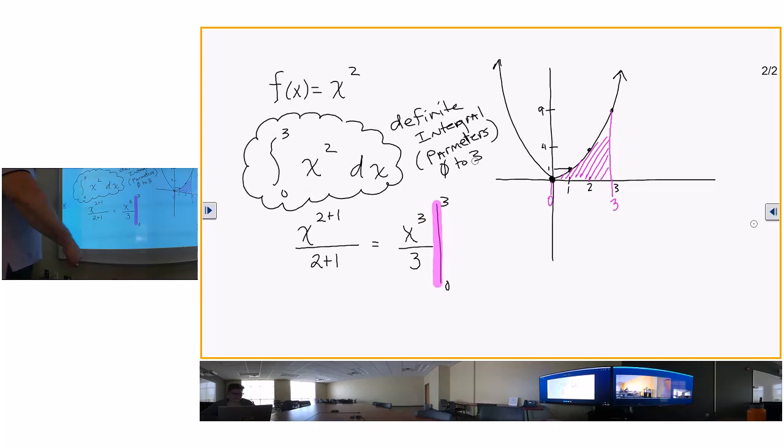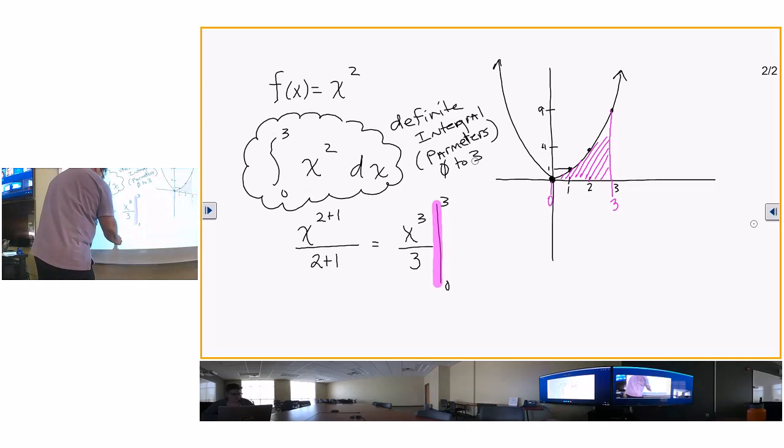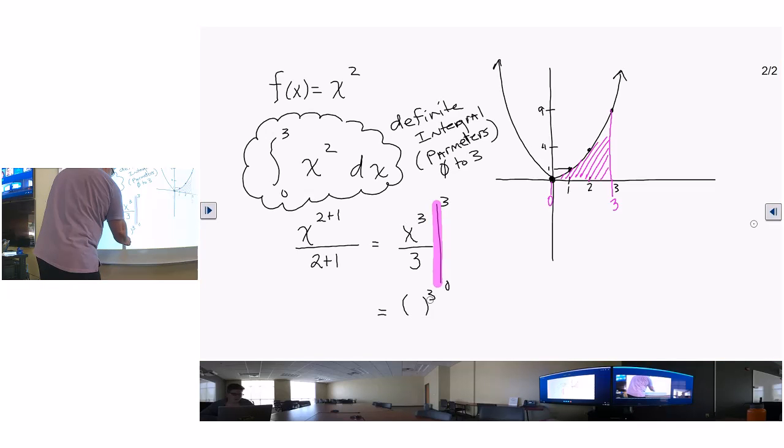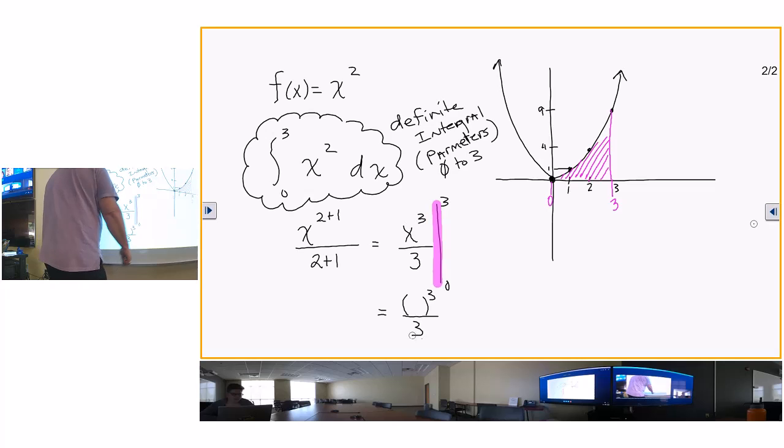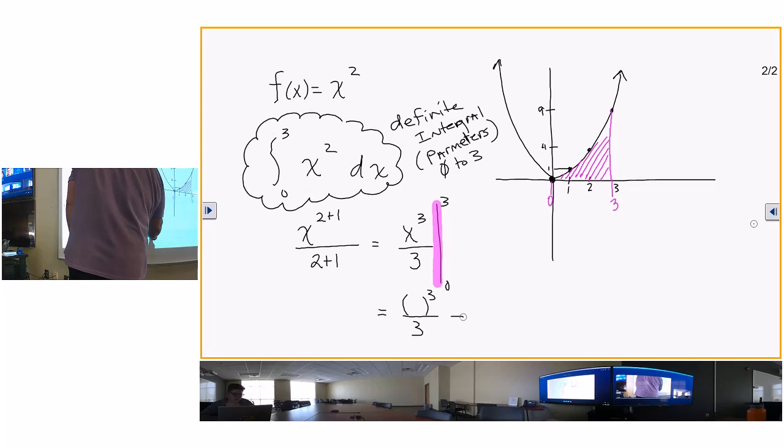So now I'm going to go over here and write my function in terms of parentheses, because I use parentheses so I don't make a mistake. And we always subtract.